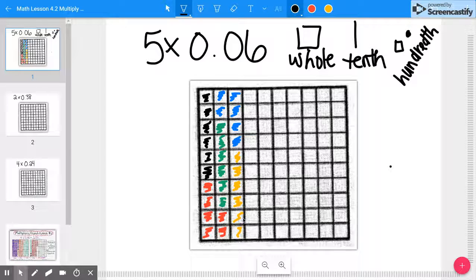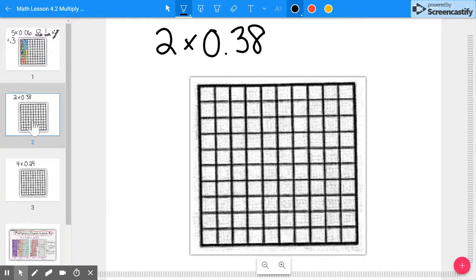Well, instead of counting all of them, I know that 1 long equals 1/10. So I can just look at how many longs I have first. It looks like this whole column is filled up. Well, that would be 1/10. This whole column is filled up with colors. That would be 2/10. And this one's all filled up. That would be 3/10. So my answer here would be 3/10.